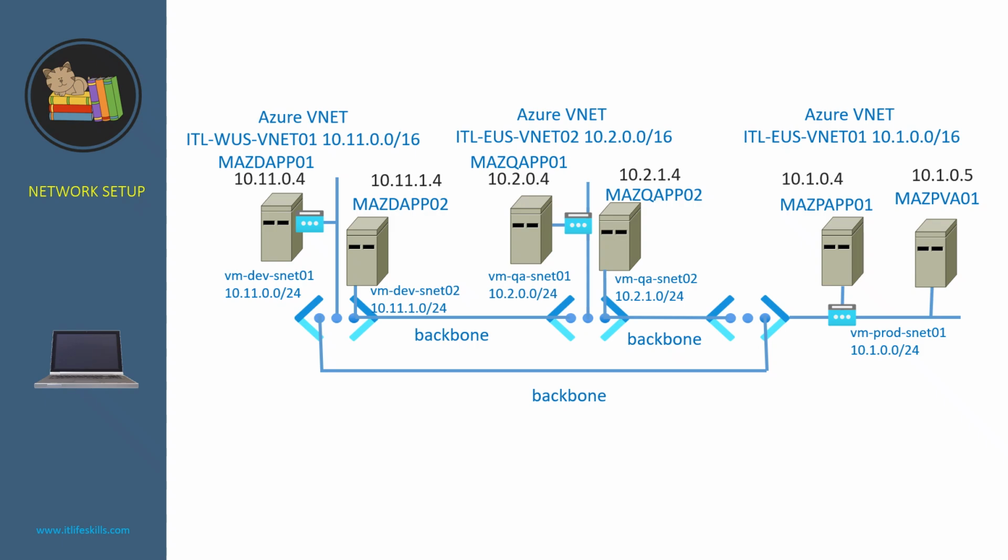And the third VNet is ITL-WUS-VNet01, and it is assigned with the address space 10.11.0.0/16. And this is a development VNet. And in this VNet, we also created two subnets. The first one is VM-dev-SNET01, and the second is VM-dev-SNET02.